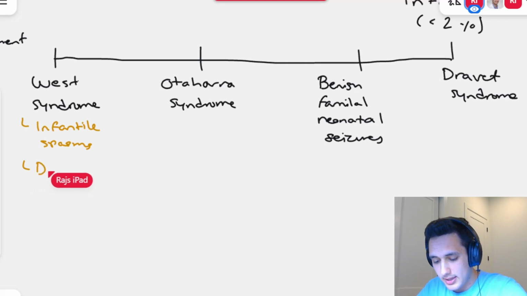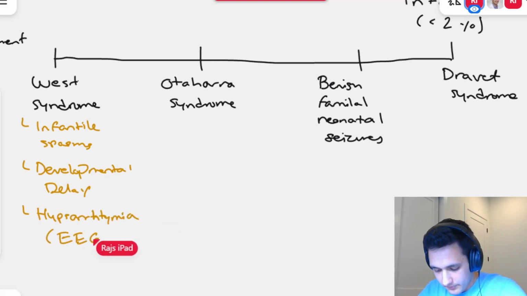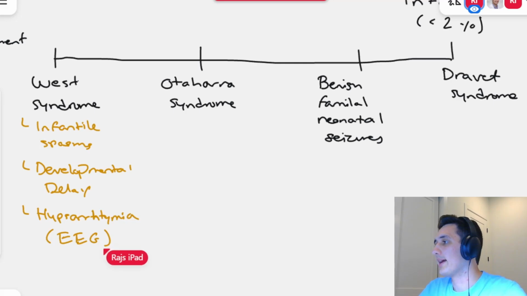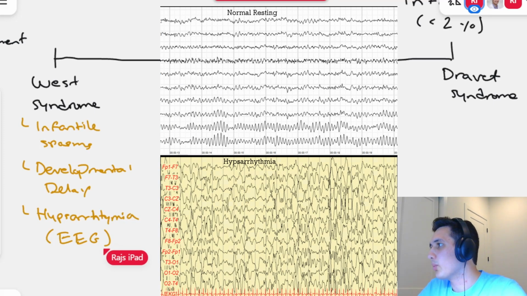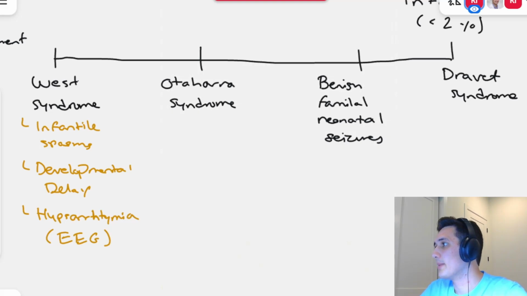Second in the triad is developmental delay. And then third is what we call hypsarrhythmia. This is an EEG finding that is marked by diffuse, chaotic brain waves that are very abnormal. So that's one thing that we see in EEG for these kids. And I want you to remember the triad there of infantile spasms, developmental delay, and hypsarrhythmia.